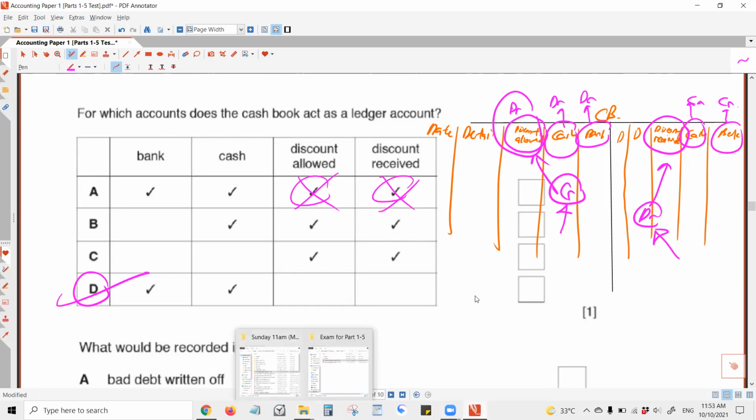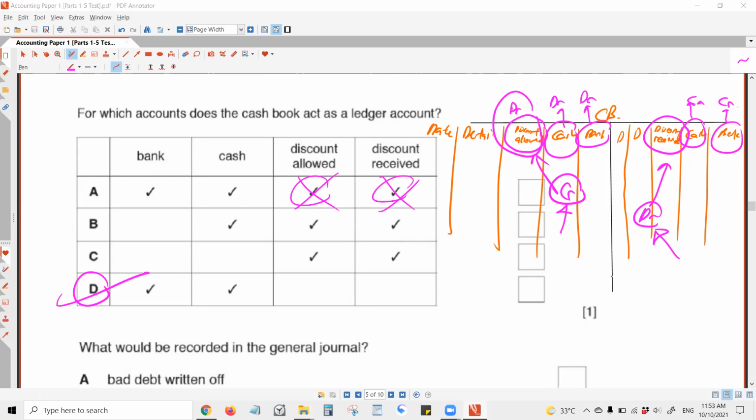Okay, 5 to 10 seconds. If it says discount, still wrong. You would never just have the single word discount in the cash book. It is always discount allowed on the debit side, discount received on the credit side. You would never see the single word discount in the cash book.